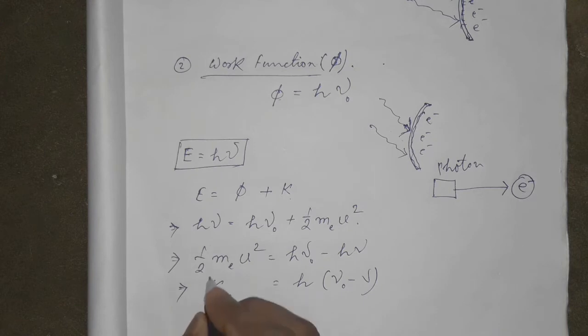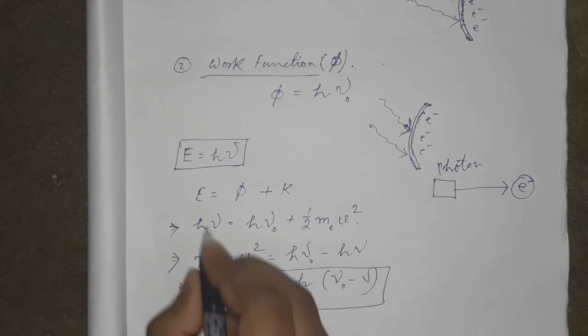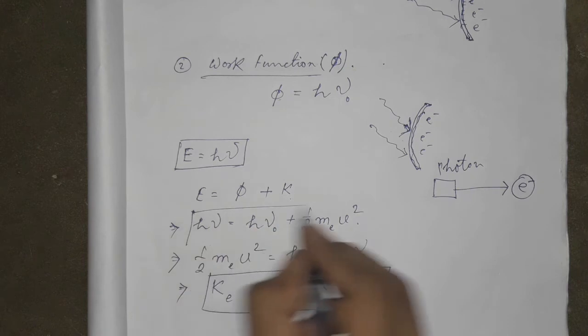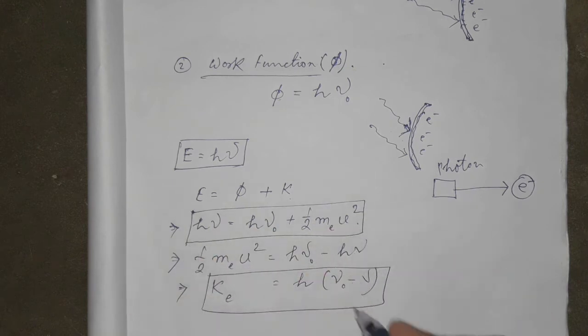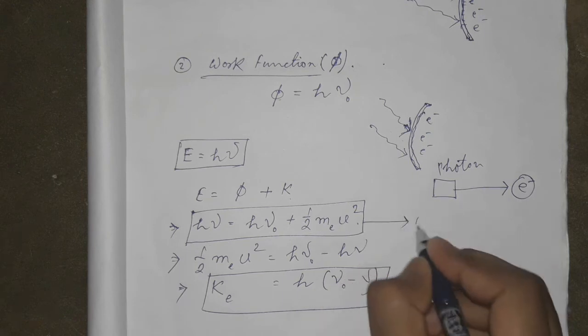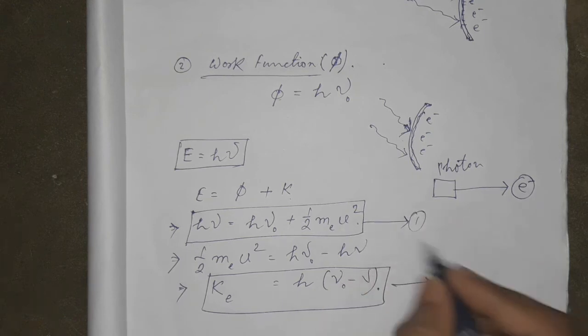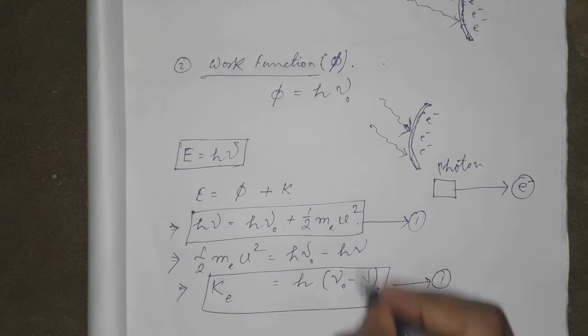This is the main formula, and these are the rearranged formulas. This is also correct, this is also correct. You will get numericals based on all these formulas.